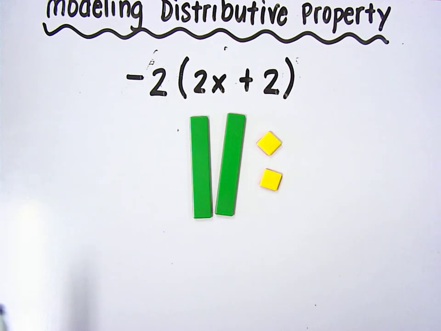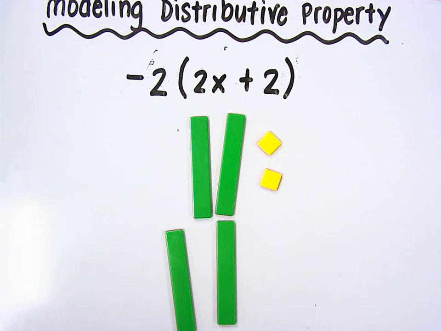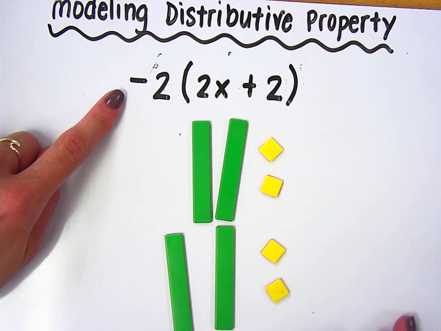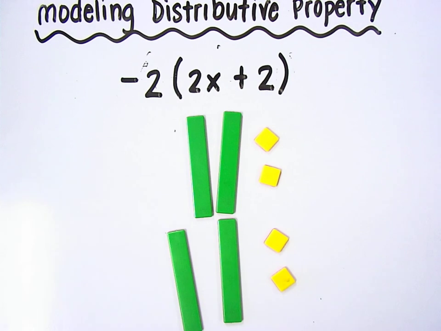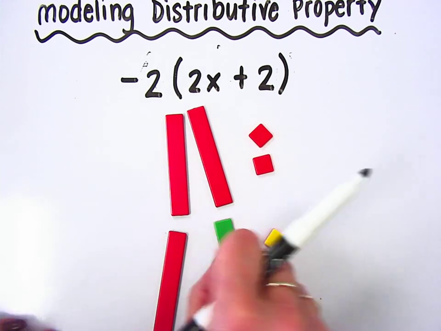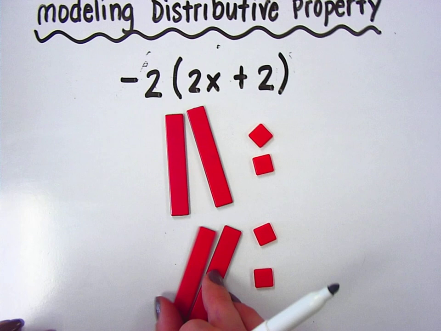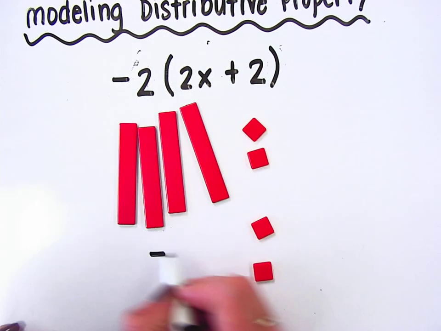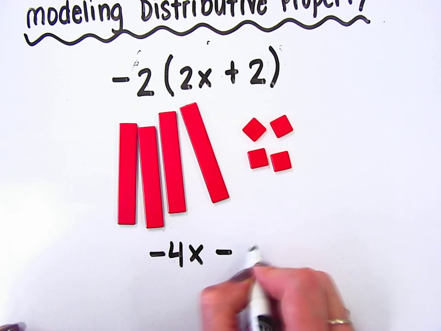So we're going to start by showing the quantity of 2x plus 2 two times. But remember that now we want to do the opposite of 2 times the quantity of 2x plus 2. To show the opposite, I'm simply going to flip these to the opposite sides. So you can see I now have negative 4x and minus 4.